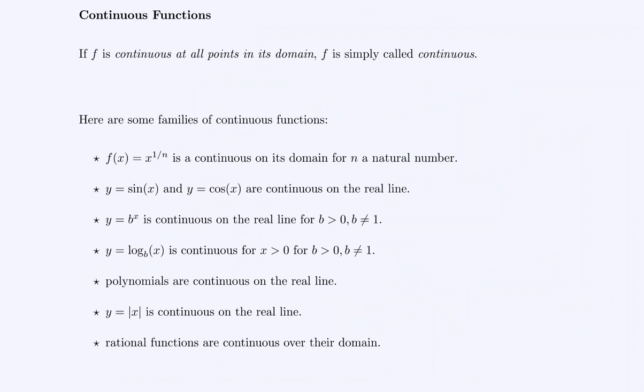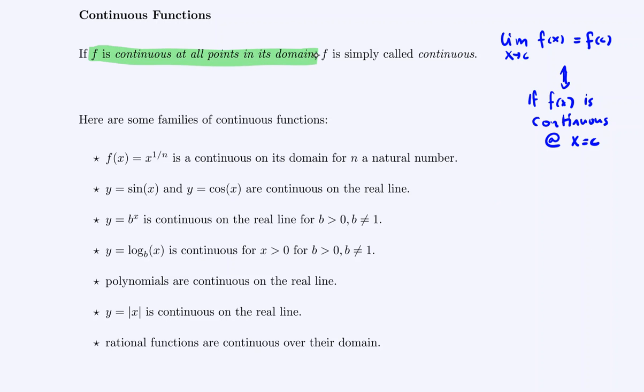Now, the key thing about continuous functions is we know for every point that it's continuous, the limit, which can take time to determine, is just equal to the function value at the point if our function's continuous. Now, if a function happens to be continuous at all points in its domain, then we just call it a continuous function, and we don't have to say where, it's just implied at every point of the domain.